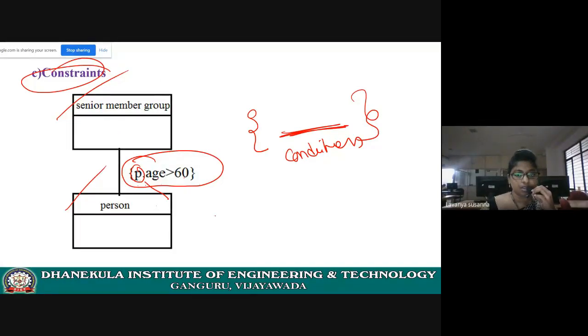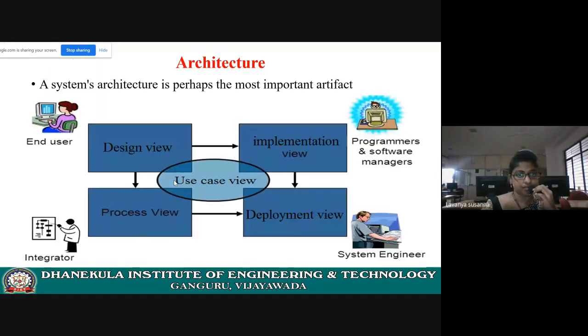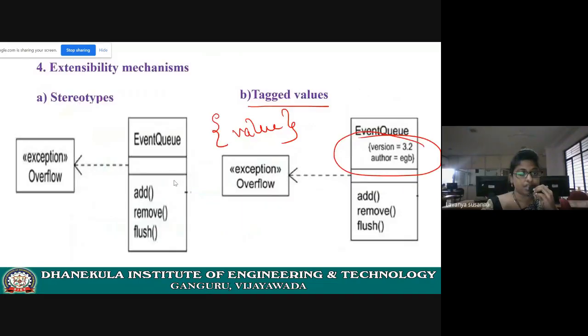I hope you understood. You need to write at least two examples. Bank account secures portfolio. Just an example. Bank account secures portfolio. I hope you understood. Here, constraints are nothing but some restrictions, some conditions. You can add like this also: open curly brace, condition, close curly brace. I hope you understood. In this way, you need to explain each and everything.